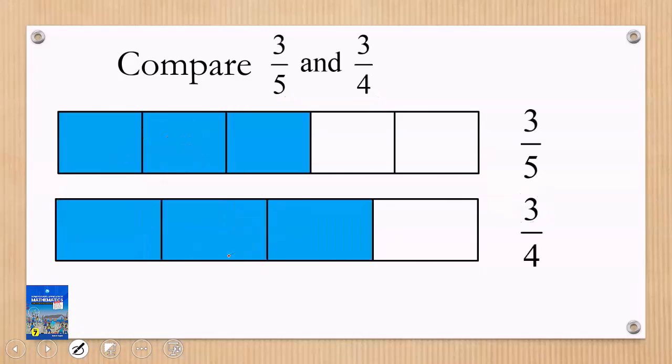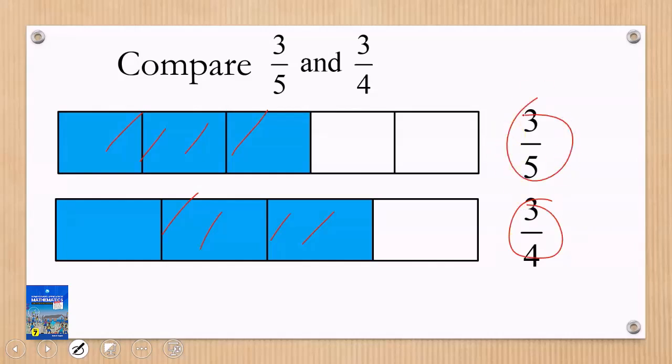Let's also look at it with different denominators but the same numerators. This time around, I still have the same length for both diagrams. But the first one, I have divided into 5 and I've shaded 3. The second one, of the same length, I've divided into 4 and I've shaded 3. And again, you can see that the one divided into 4 with the same numerator will have the biggest fraction. So here, this is bigger than this, right?